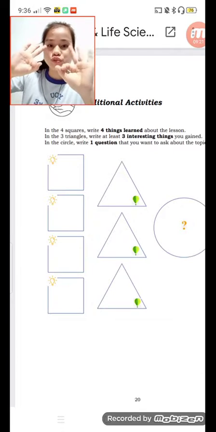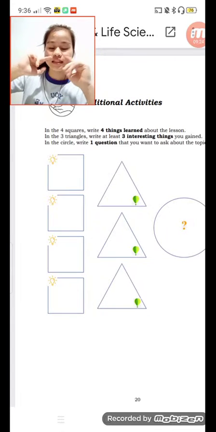In the 3 triangles, write at least 3 interesting things you gain.